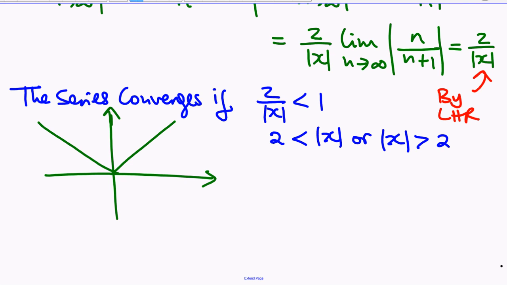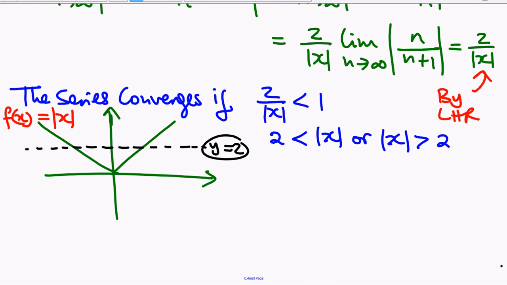So this bit is... All right, let me write it on this side. So this is f of x equals the absolute value of x, and we have it here now. And suppose we have here y equals 2, right? y equals 2 there.